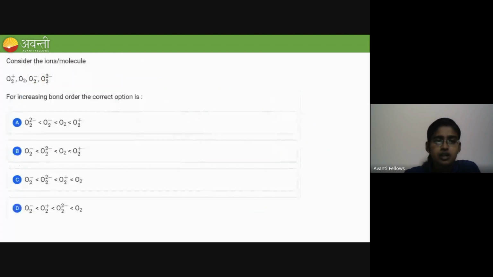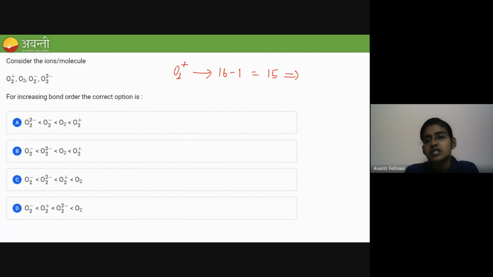Now consider the ions or molecules O2 plus, O2, O2 minus, and O2 2 minus. For increasing bond order, the correct option is? We can find the bond order easily using the trick. First, let's start with O2 plus. O2 plus is 16 minus 1, so it is equal to 15. If it is 15, then bond order is 2.5, right? Then for O2, we know it is 16. If it is 16, bond order is 2.